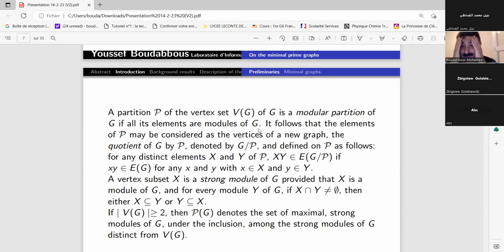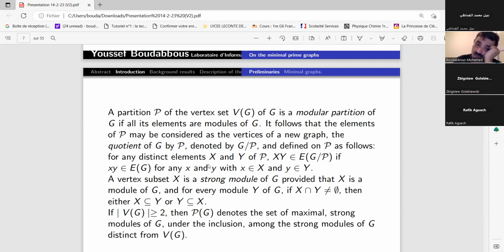If we have a modular partition P, we can consider the quotient graph, okay, G by P, because the behavior is constant. Thus, we can define the vertices of the quotient as the elements of this modular partition, and 2 blocks X and Y, which are vertices of the quotient, are adjacent in the quotient if and only if for any vertex in X and any vertex in Y, they are adjacent in the graph. Okay?